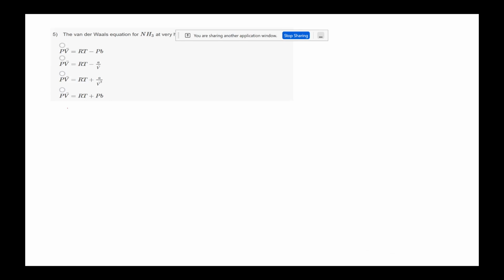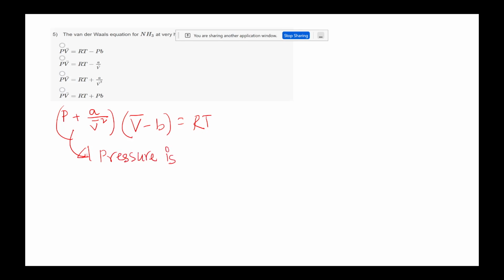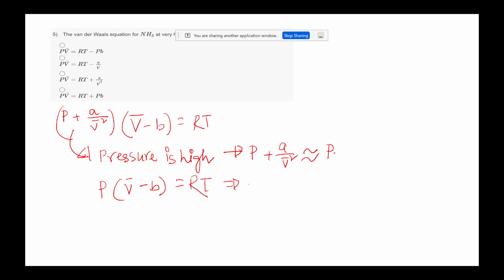This van der Waals equation is (P + a/V'^2)(V' − b) = RT. Now, when pressure P is high, then we can say this P + a/V'^2 is nearly P. So what that would be, P(V' − b) = RT. That becomes PV' = RT + Pb. So this will be option 4.